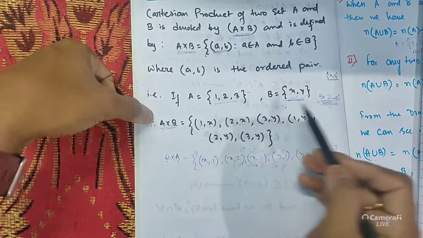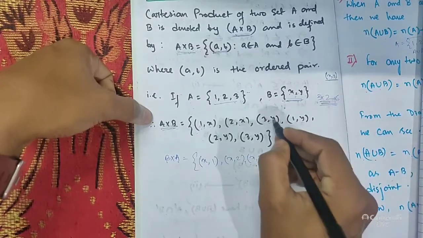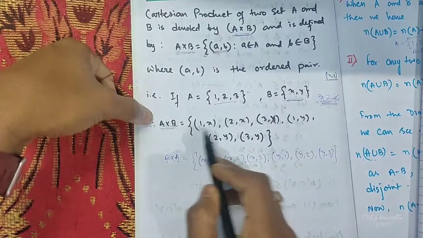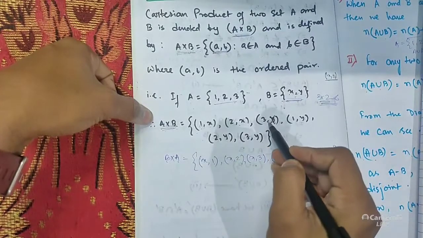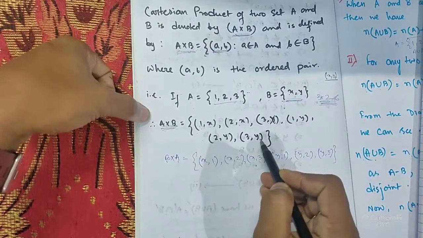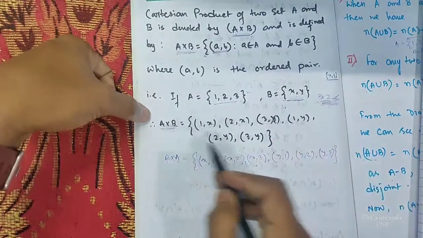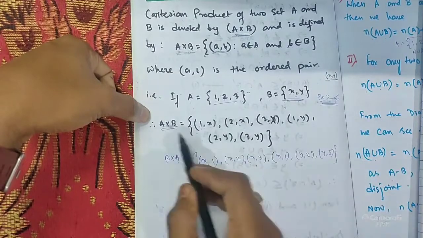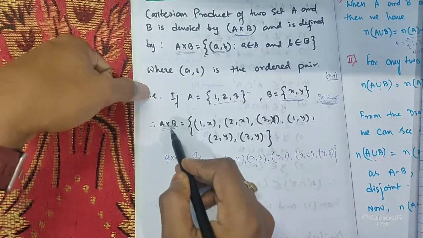See, 1 comma x, 2 comma x, and 3 comma x will be there. 1 comma y, 2 comma y, 3 comma y. So these are ordered pairs, and the collection of these ordered pairs is known as the Cartesian product.